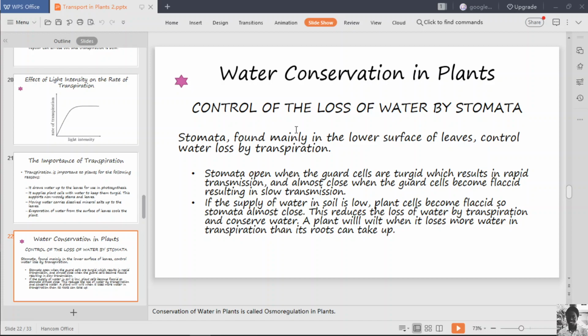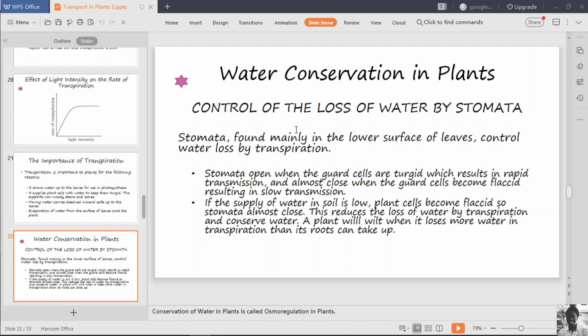Now, the stomata are open when the guard cells around them are turgid. The guard cells control the opening and closing of the stomata. So when those guard cells become turgid, the stomata open, and this results in rapid transmission of water across the stomata into the atmosphere from the spaces inside the leaf. And when the guard cells become flaccid, flaccid is the opposite of turgid, the stomata would almost close, resulting in slow transmission.